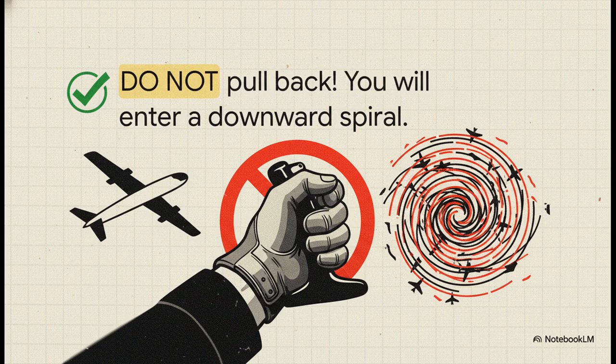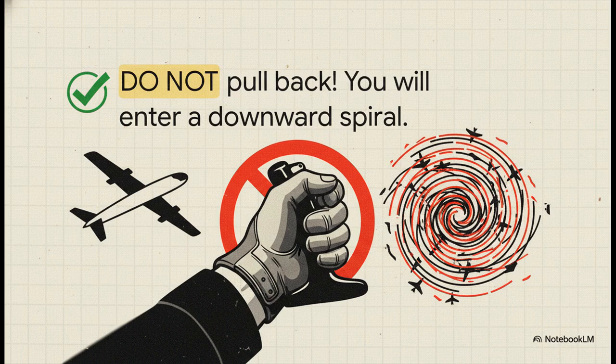I know it is completely human instinct to just yank back when you see the nose diving toward the ground. But in a steep turn, pulling back is just going to drive your attitude further down into the dirt. The nose won't come up. Instead, you'll lock yourself into an accelerating, highly dangerous downward spiral.